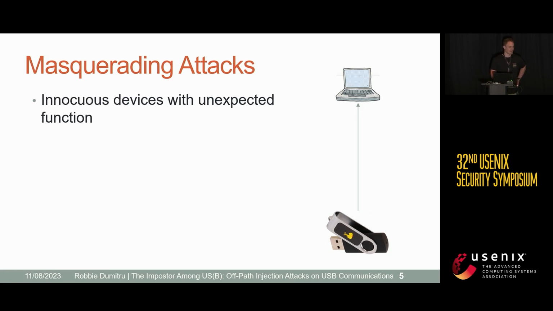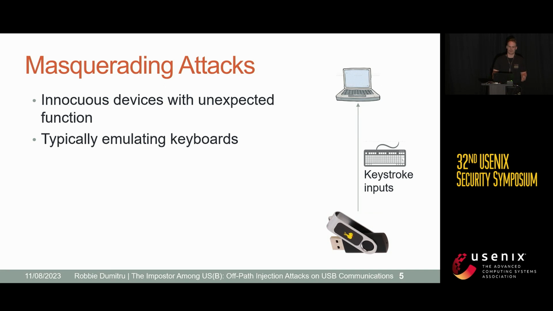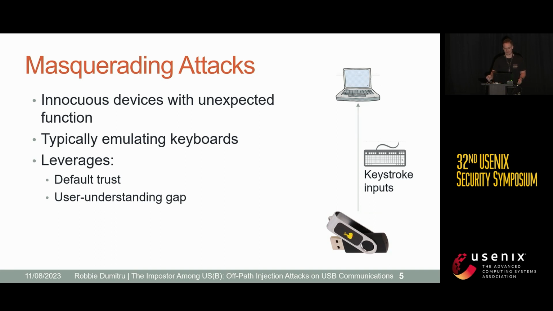The most notorious of which is probably masquerading attacks. So in these attacks, you have a seemingly innocent-looking device like a USB stick or the Rubber Ducky here, which you might be familiar with. They'll connect to a host and perform some sort of unexpected function. Typically, this function will be to emulate a keyboard and deliver a malicious payload via keystroke inputs. This exploits the default trust that computers place in anything that connects over USB. So they simply believe the device is whatever the device identifies as. And it also exploits a gap between what devices actually do and what users think that devices will do.